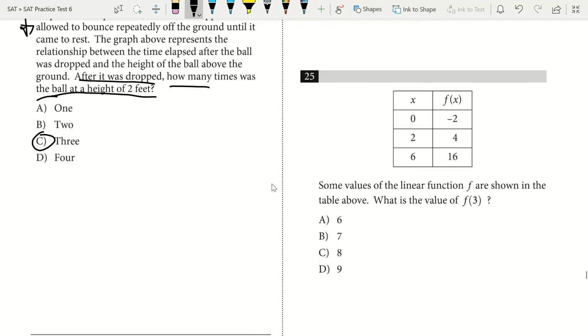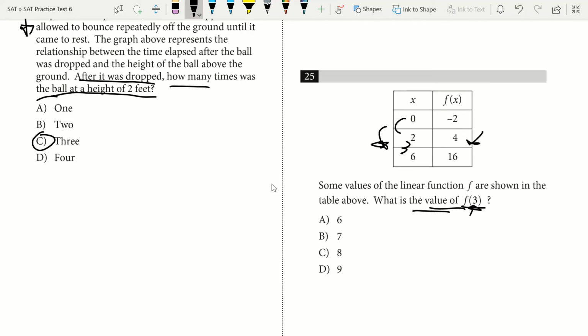All right, question 25. Some values of the linear function f are shown in the table above. What is the value of f of 3? All right, well, f of 3, don't get it mixed up. That 3 is talking about the x value, right? So we need the value at 3 as x, and then we solve for f of x. So that's going to be the value of f of 3.